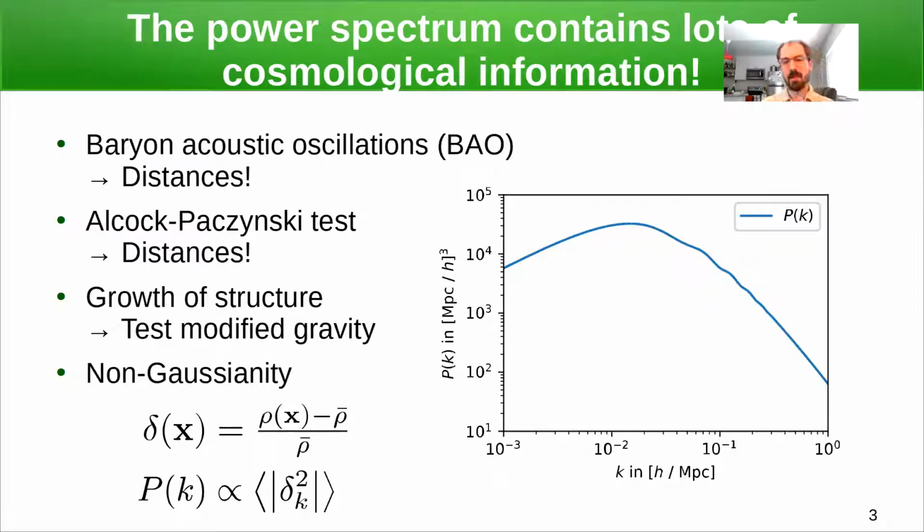What we want to do with galaxy surveys is very often we want to measure power spectra because we can measure things like baryon acoustic oscillations, we can measure the acoustic scale, we can measure the growth of structure over cosmic time, and even non-Gaussianity has effects in the power spectrum that can be very interesting to measure. And so we want to optimally extract the information from those.